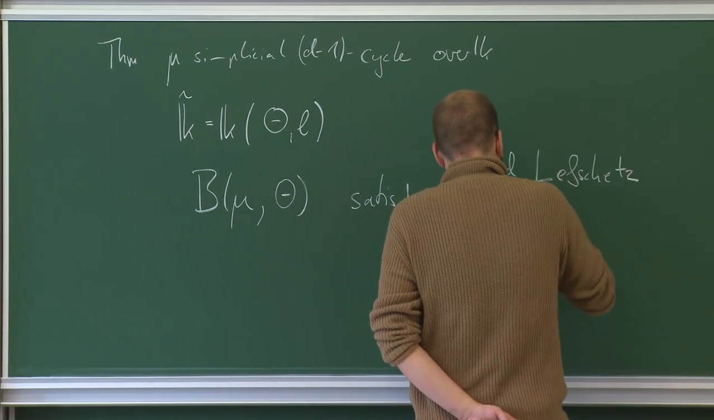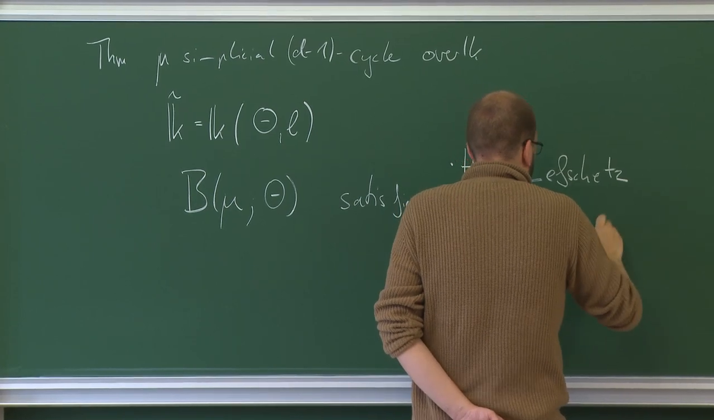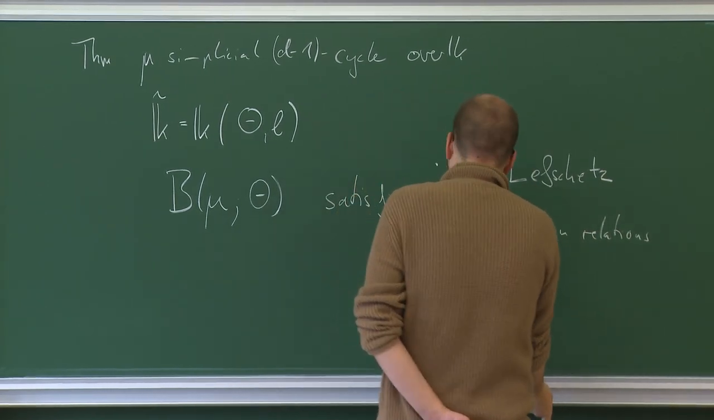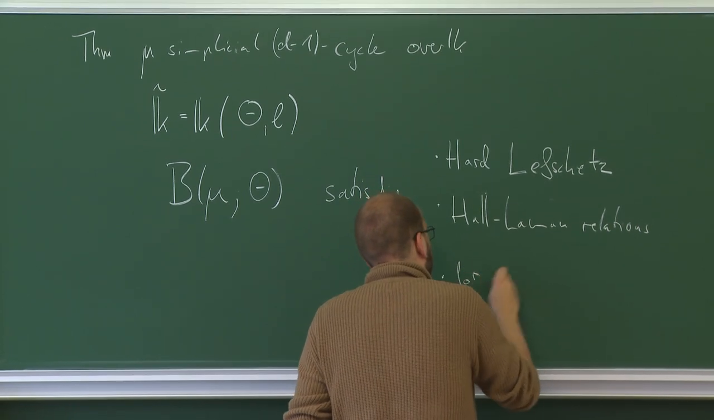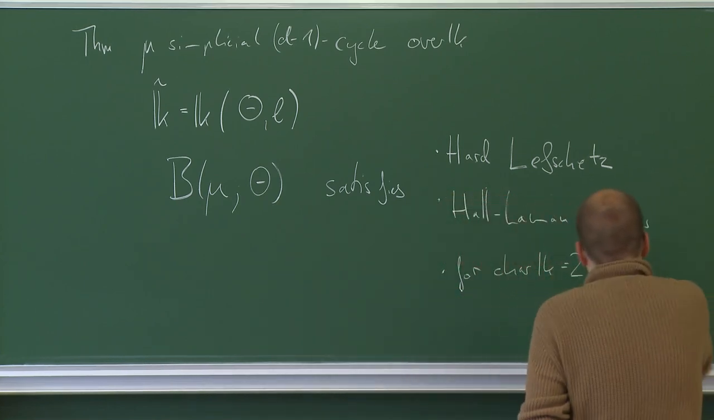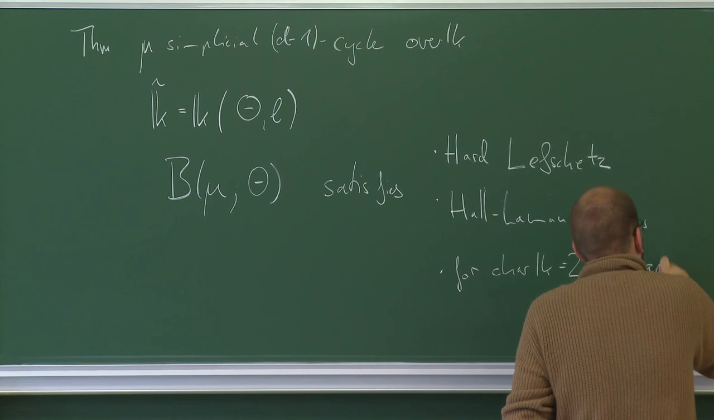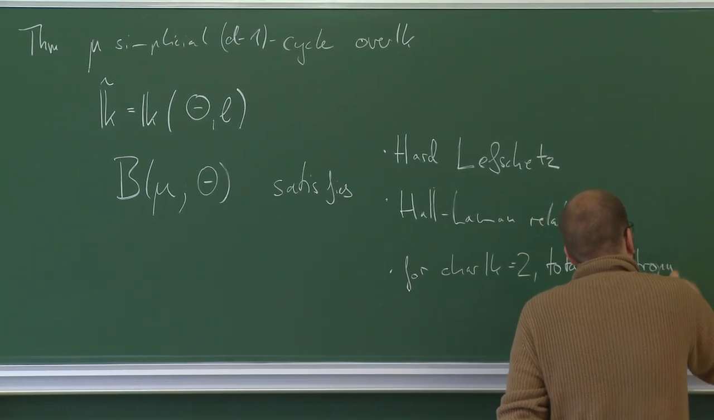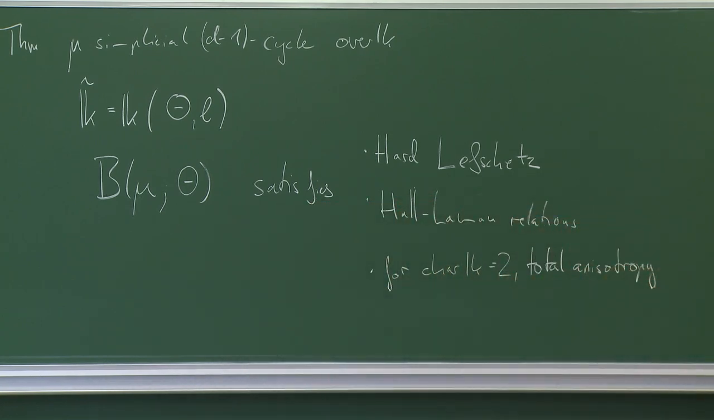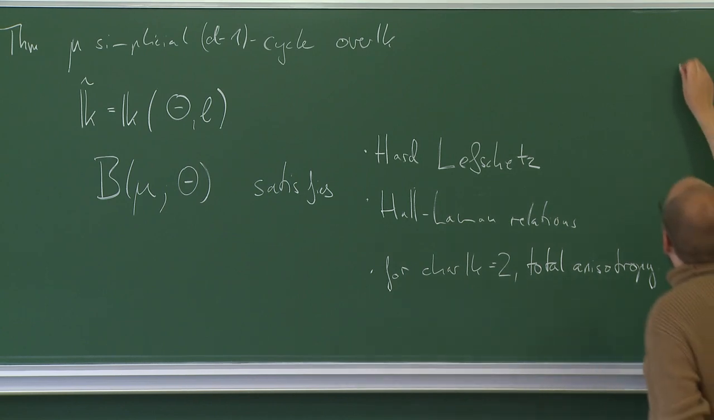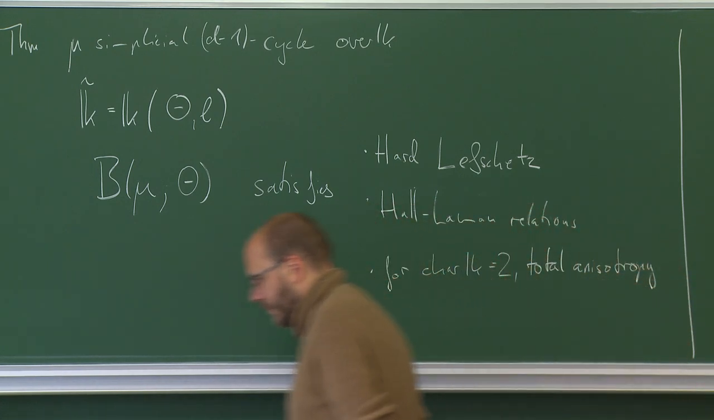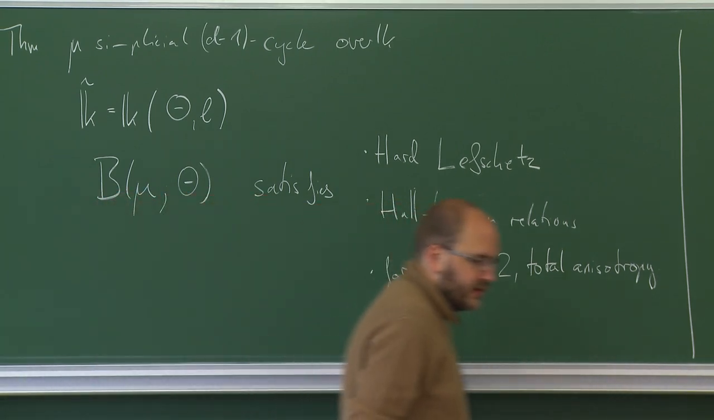The Hodge-Riemann relations, and finally, for characteristic equal to 2, total anisotropy. All right, and to give you an intuition of the proof, let me first argue and give some basic reductions.